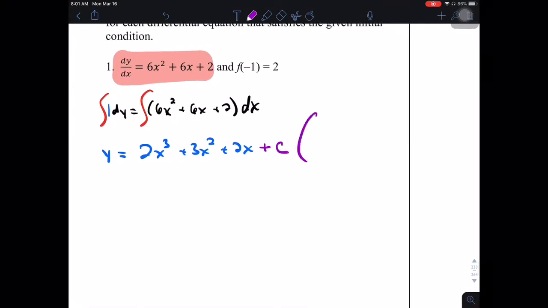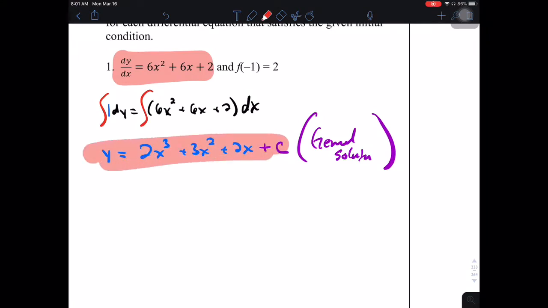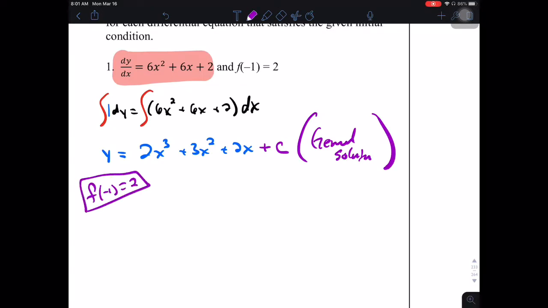This represents the general solution. This represents many possible solutions to the original differential equation. It depends on what c is. We were given an initial condition. That initial condition is that f of -1 is 2. If we plug the 2 in for y and the -1 in for x, we can evaluate and figure out what c is. Because if we know what c is, we're going to have a particular solution.